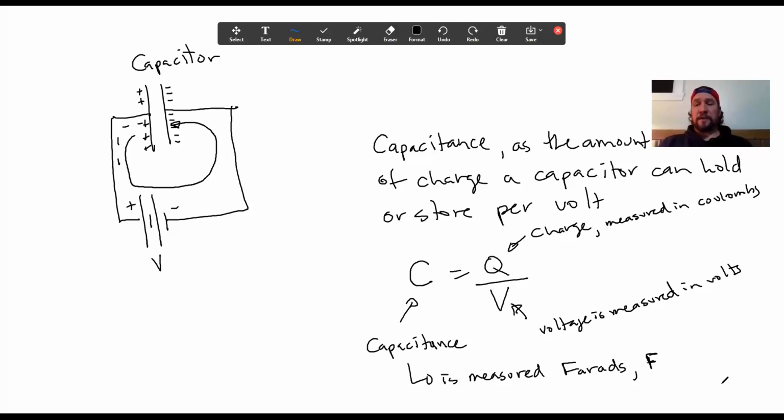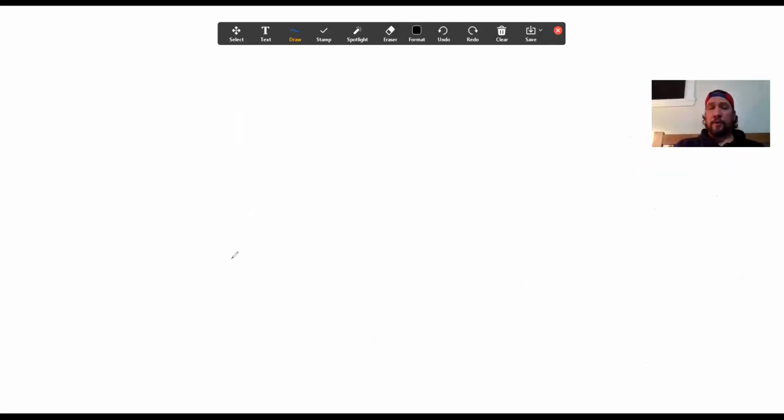A couple of other terms are good to remember and to know. Again, we're not going to go into a ton of detail on these, but just keep them in the back of your mind, because usually most capacitors have something known as a voltage rating.